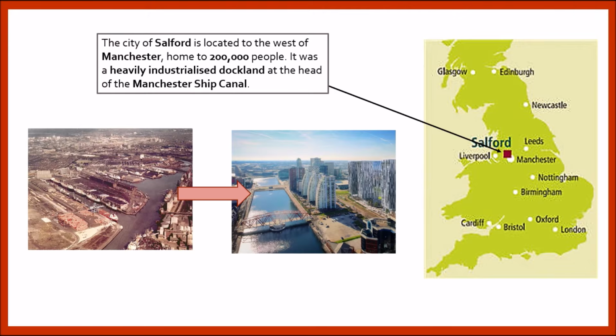It's a city located just a few miles from Manchester, right around here. It's home to about 200,000 people, and it began its life as a heavily industrialised area. It focused on imports and exports because it was at the head of the Manchester Ship Canal. Over the last 30 years, improvements have been made to transform the area from this to this. But before we look at what improvements were made and the impacts they had, we have to look at why the place declined economically in the first place.